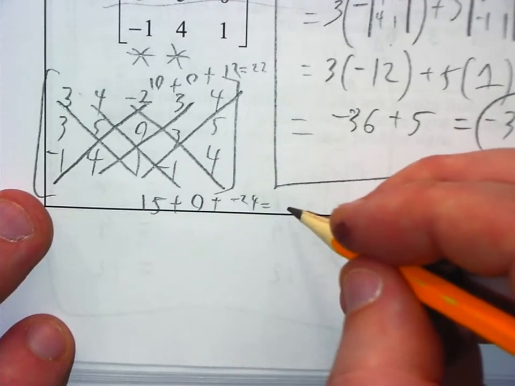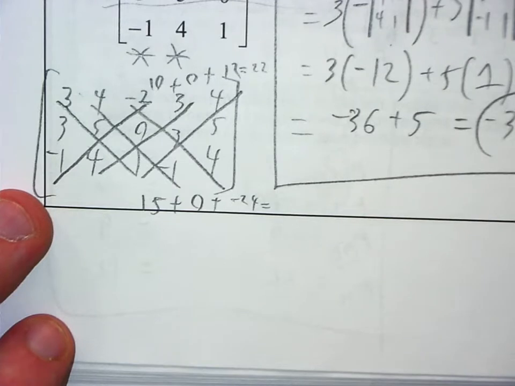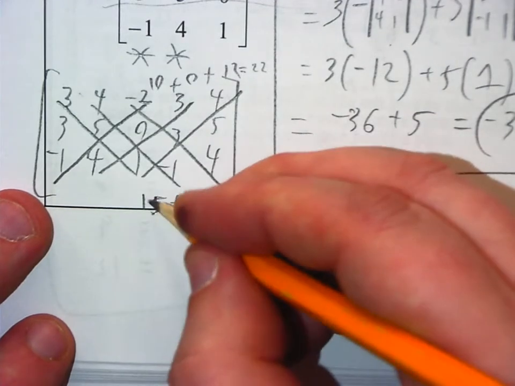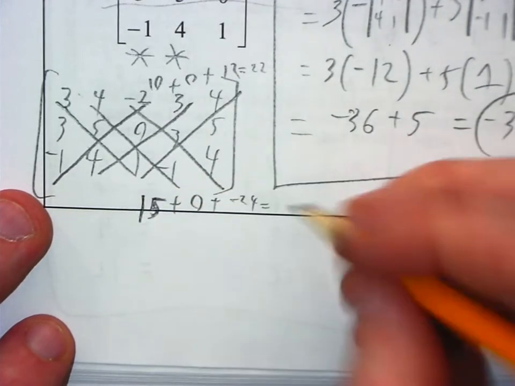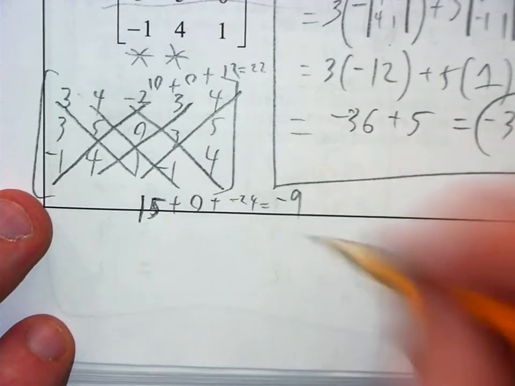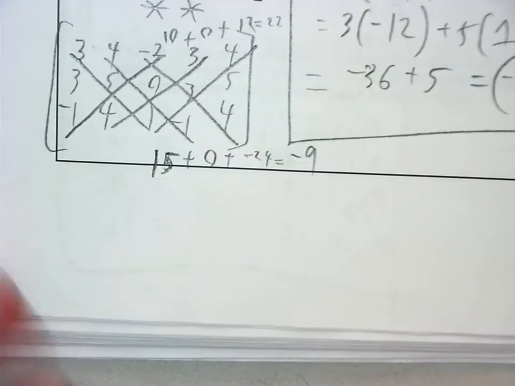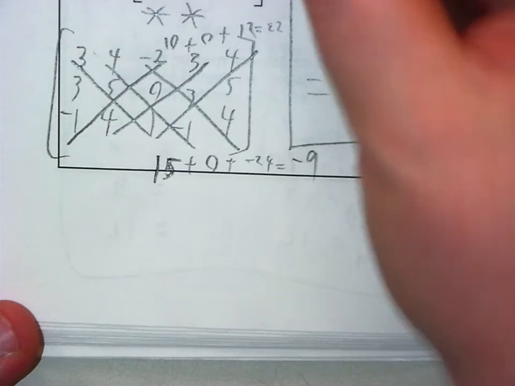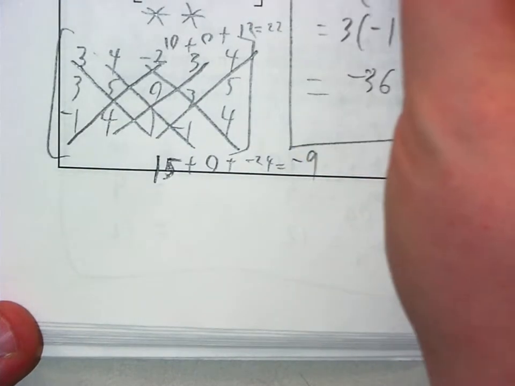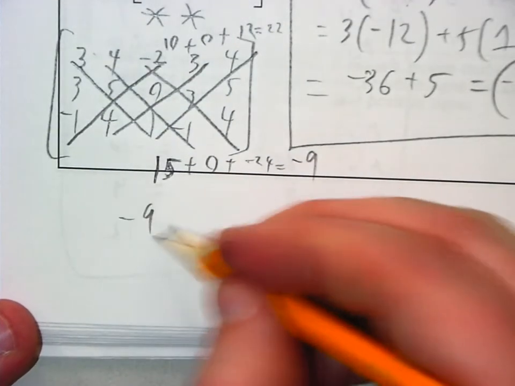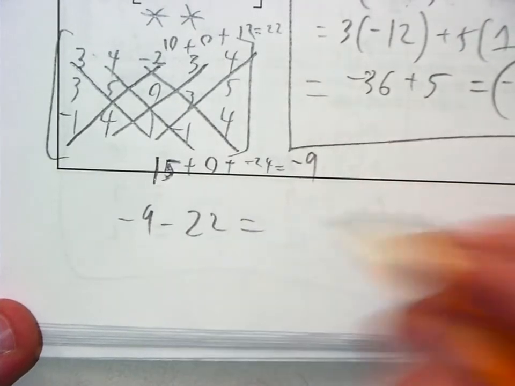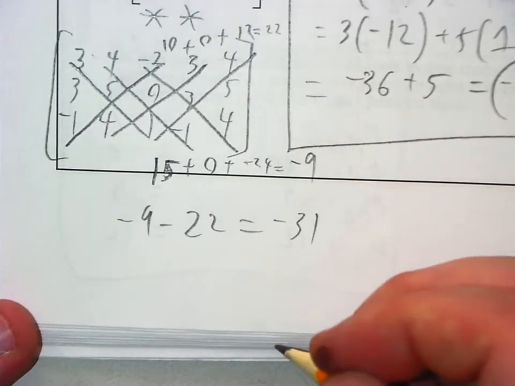Down here I get, is that 15 or 20? That's 15 there. Negative 9. Okay? Then, just like here, the down diagonal minus the upward diagonal. So in other words, negative 9 minus 22 equals negative 31.